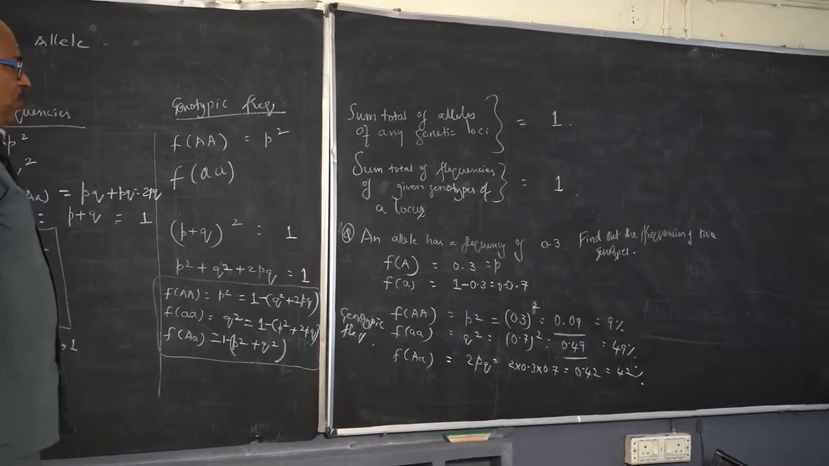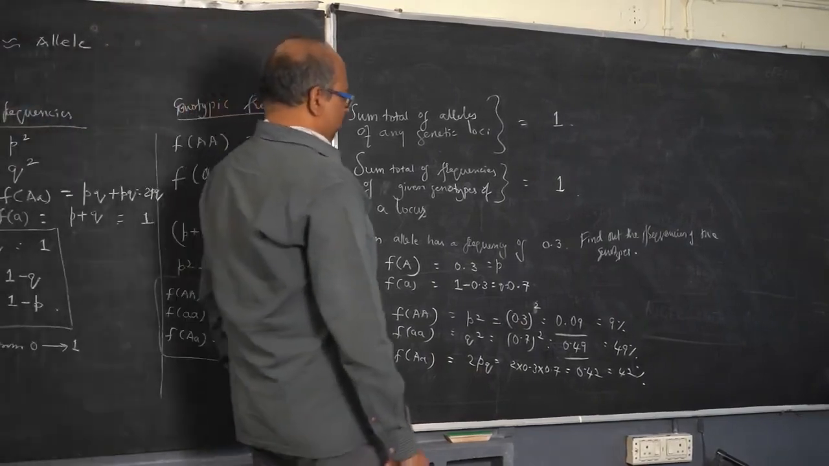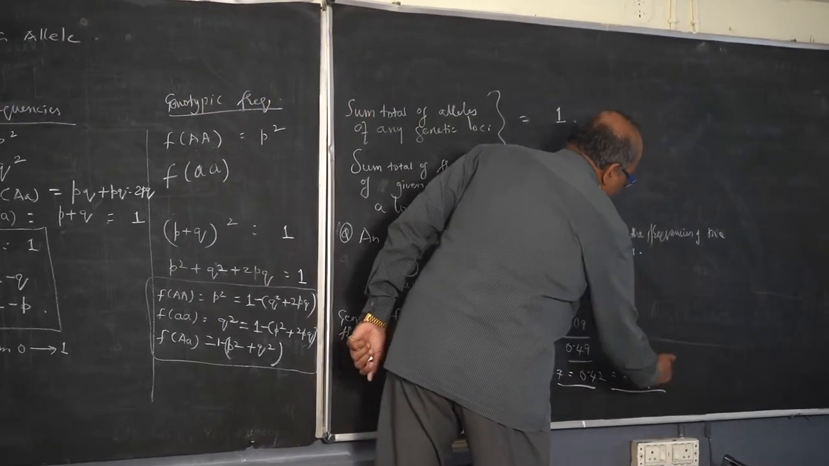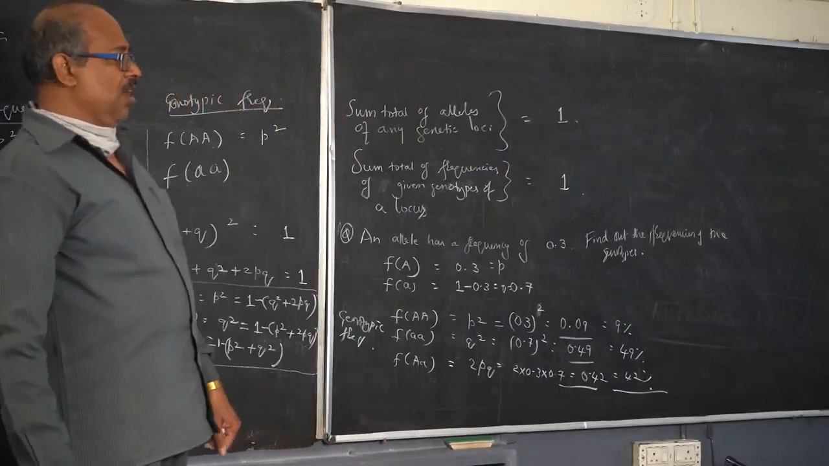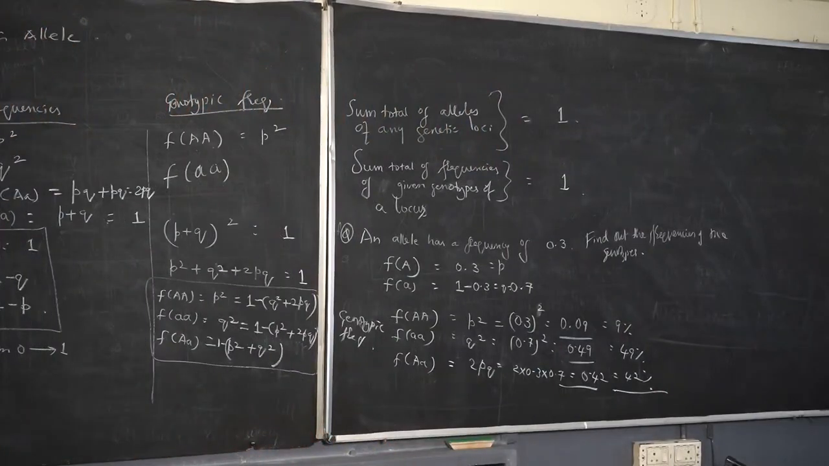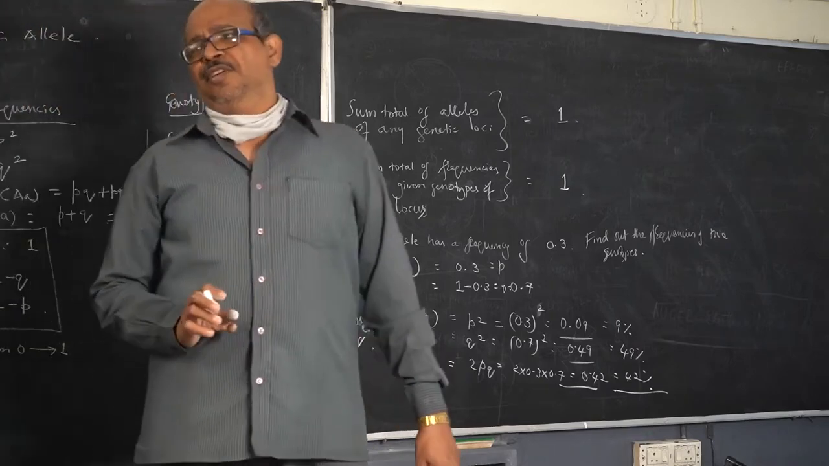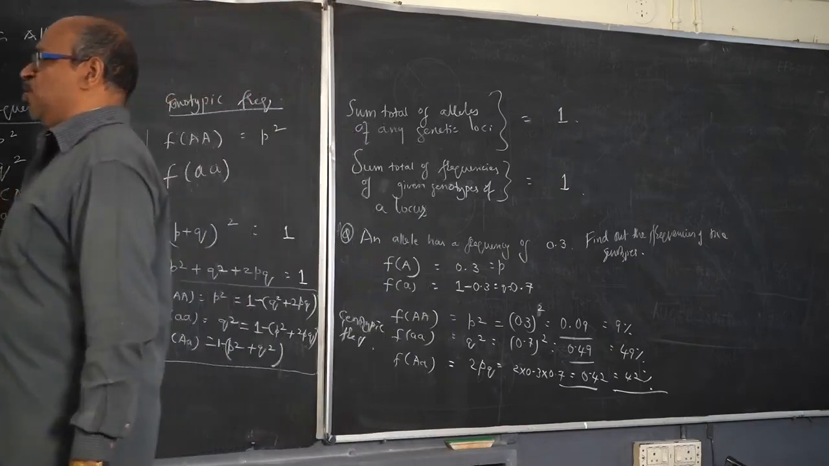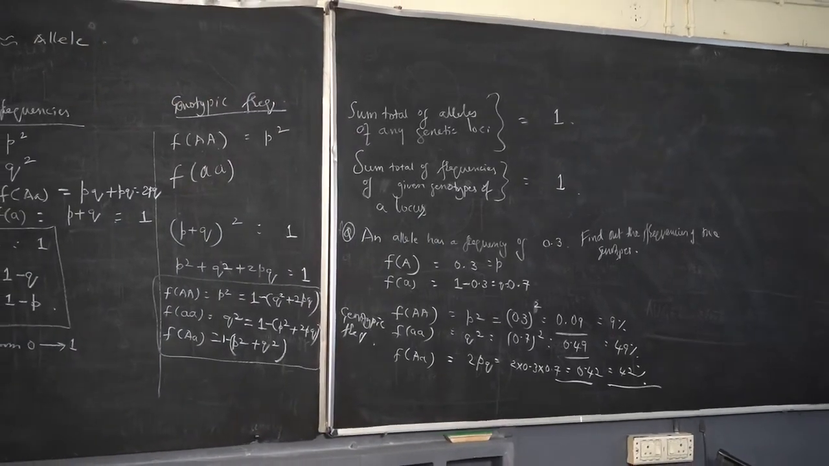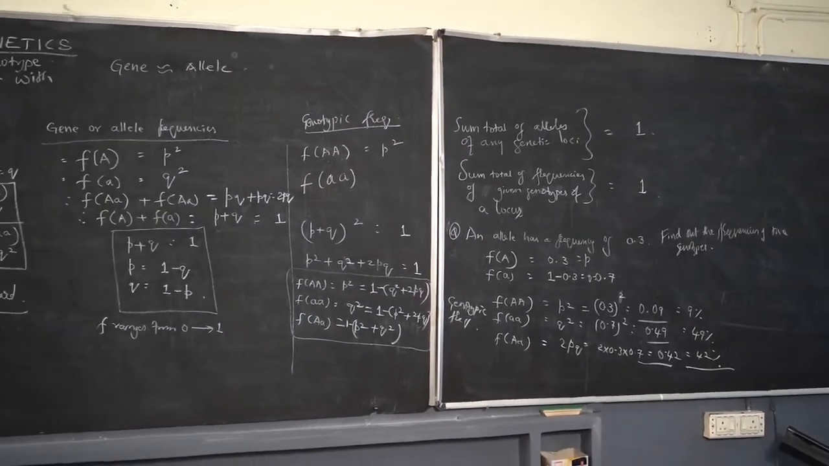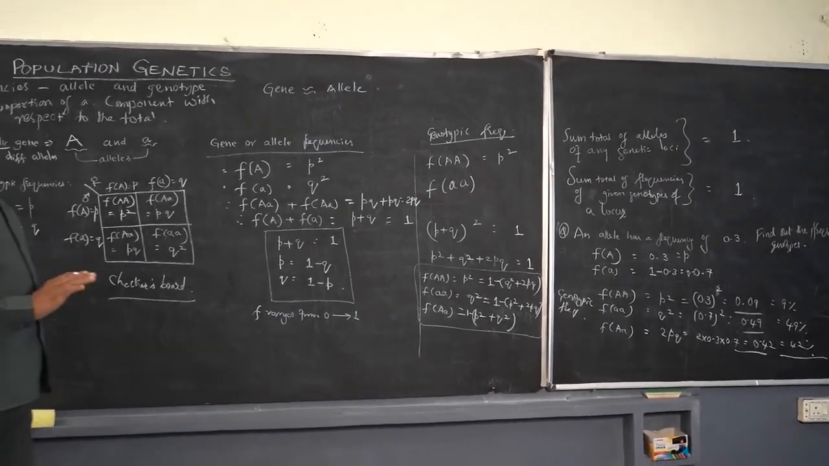So now if you take the sum total, it will be 100 in both the cases. Either it is 100% or it is not. So this is a simple way of understanding the concepts of the gene frequency, which is also called allele frequency, and the genotypic frequency.